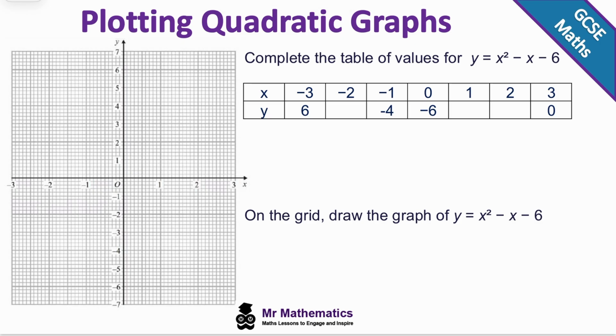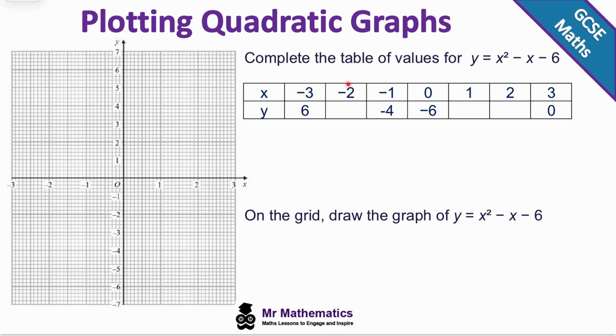So in our first example, we've been given the equation y is equal to x squared minus x minus 6, and we need to plot it within the range of x equals -3 to +3. So the first thing we need to do is calculate these missing values. The way we do this is we substitute each of these values of x into our equation, and that will give us the value of y.